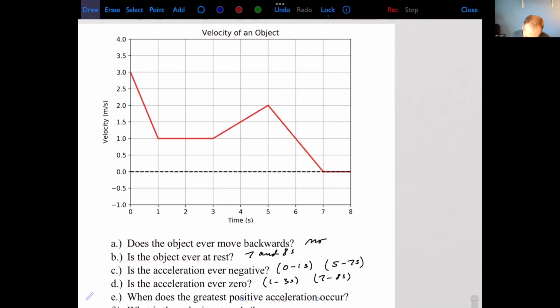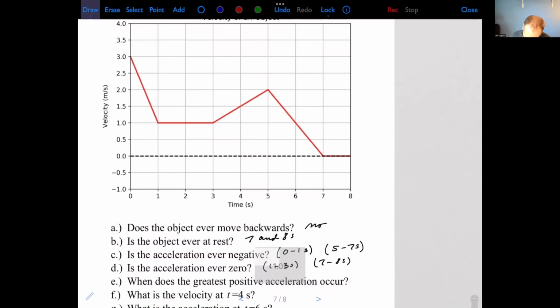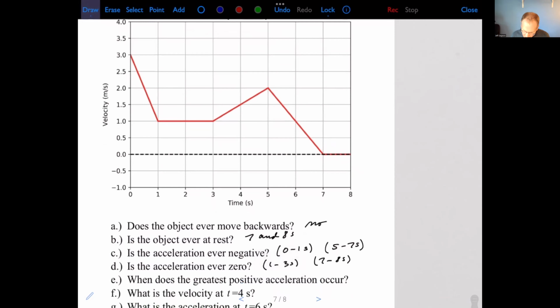When does the greatest positive acceleration occur? Well, the greatest positive acceleration is going to be where we have the largest positive slope, right? Because remember, the slope of velocity versus time graph represents acceleration. So here we can eliminate that. That's negative, right? Negative acceleration. Here's 0. Here's positive, negative, 0. Oh, so actually in this case, the only one that's positive is here. So that must be the greatest positive, right? So between 3 and 5 seconds, we have the greatest positive acceleration. In fact, it's the only part of the graph where the acceleration is positive. So between 3 and 5 seconds.